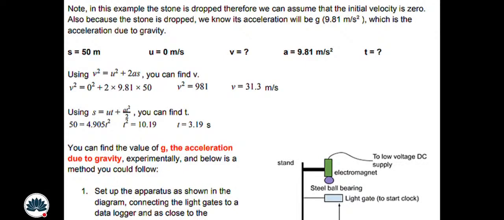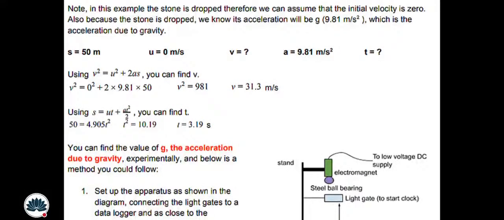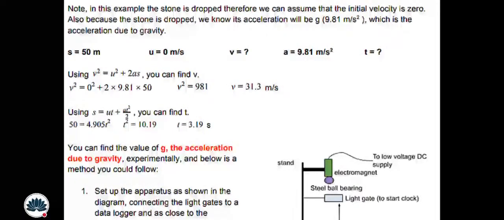If a value is not asked from you, you can just make a simple cross. a is equal to 9.81 meters per second squared. That is the acceleration. Also, because the stone is dropped, we know its acceleration will be g, the gravity, which is 9.81 meters per second squared, the acceleration due to gravity. And t is asked from you.